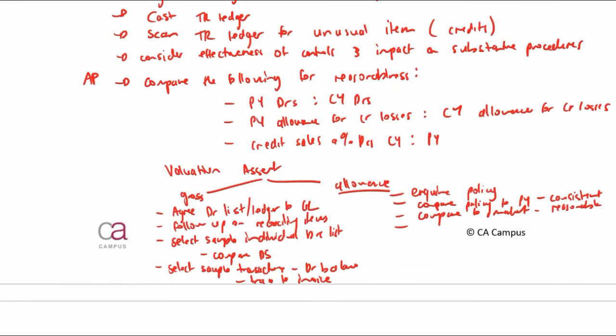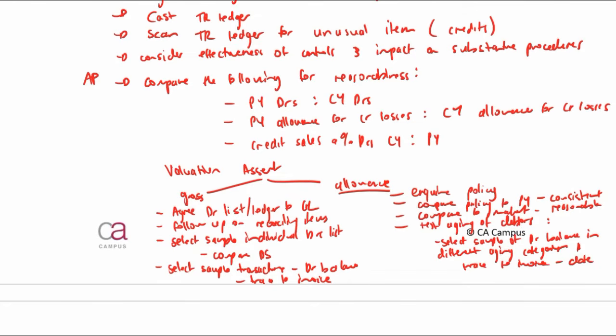Then I need to look at the components of the calculation, guys, and this is going to be based on the aging of the debtor. So I can go and test the aging of debtors. How do I do that? I'm going to select a sample of debtors' balances in the different aging categories and trace it to the invoice to look at the date to ensure that it's been aged correctly. I can then go and recalculate the allowance.